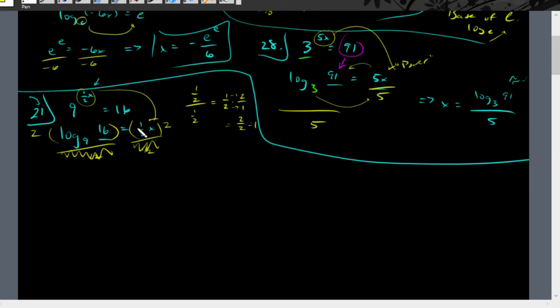And there's lots of ways to do that. And another way is just to be multiplying by 2. Don't think of it as multiplying by the reciprocal if you don't want to. Just think of it as multiplying a half by 2 creates 1, and that's what you want. You want 1x. So you've got 2 log base 9 of 16 equals x. And there you have it.